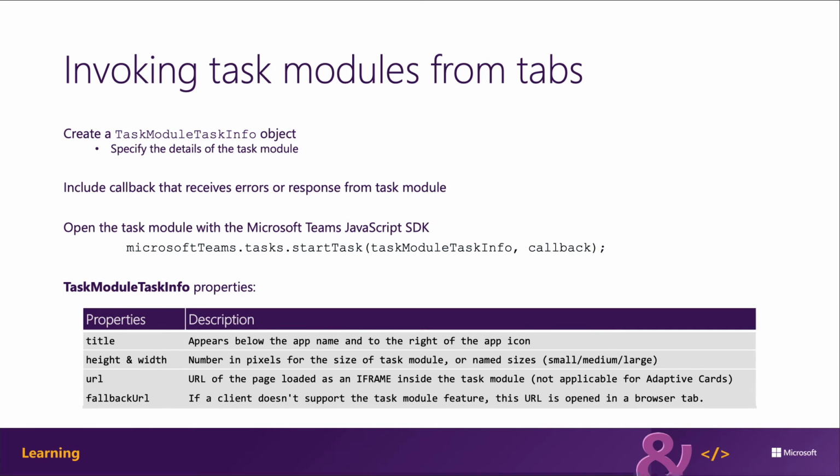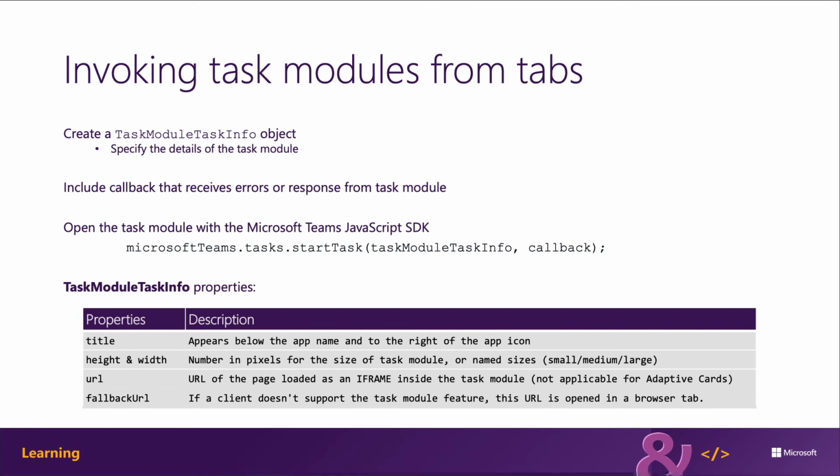The URL of the page that you specify is what's loaded in the iframe in the task module. Now, this is not used when we work with adaptive cards. And the fallback URL, well, if a client doesn't support the task module feature, this URL is going to be opened up in a browser tab.